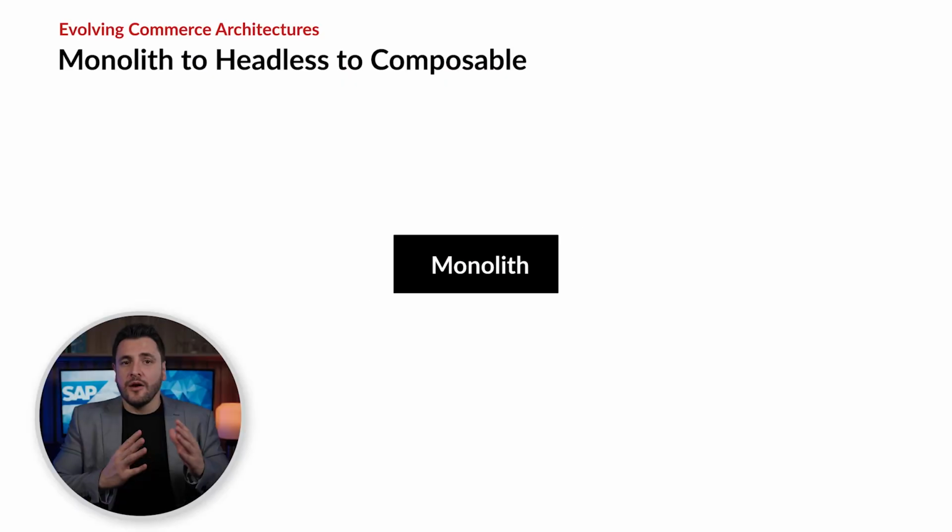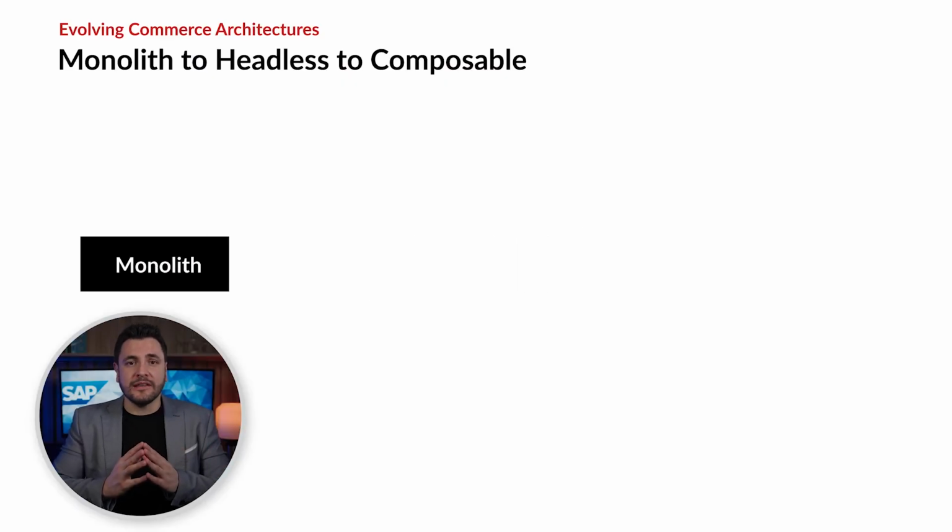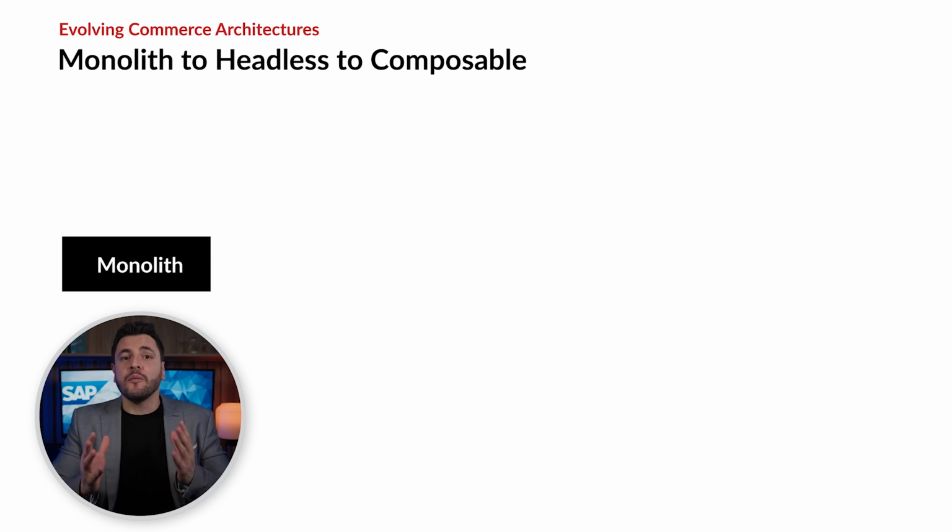Today's e-commerce landscape has come a long way, and so has SAP Commerce. Let's look at the evolution of architectures that brought us here. Initially, monolithic architectures were the standard, offering a tightly integrated system where front-end, back-end, and business logic were unified within one platform. This approach was reliable and straightforward, but as customer expectations grew and digital touchpoints expanded, it became harder to quickly adapt or scale without complex updates.